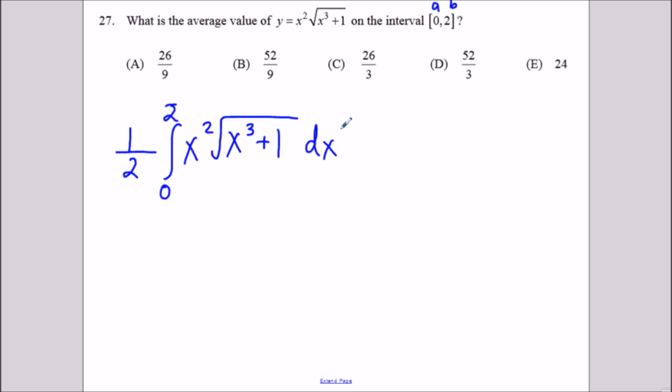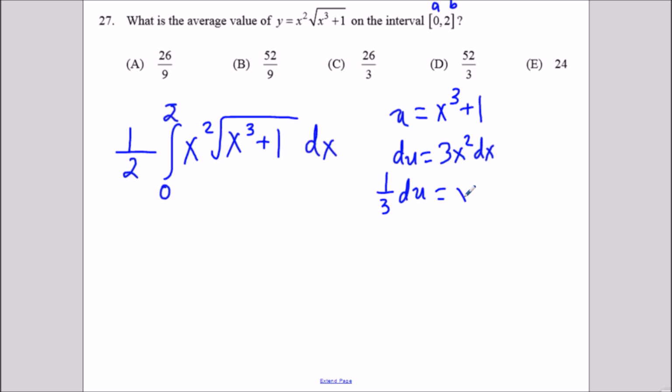To evaluate this, we're going to need to do a u substitution. So you let u equal x to the third plus 1. Then du is 3x squared dx. And if we solve for the leftovers, we're going to solve for x squared dx. That tells us that 1/3 du, after multiplying both sides by 1/3, equals x squared dx.